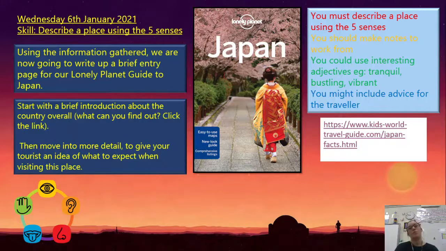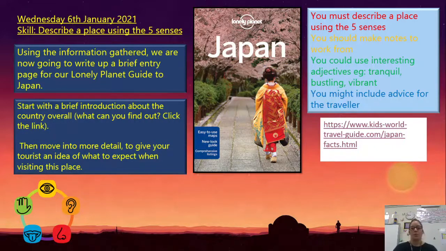So remembering you must describe a place using the 5 senses. You've got your fact file note sheet that you made your notes from, so you should have plenty of notes, and really try to think of those adjectives. You could use tranquil, bustling, vibrant, serene. That's lots of adjectives you can use.